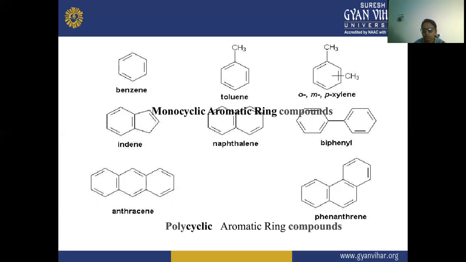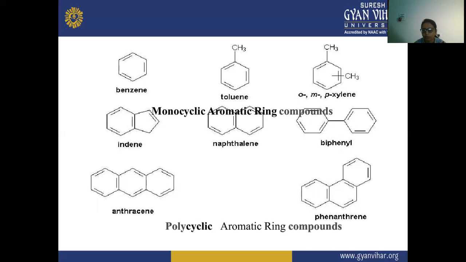Next is your phenanthrene. In the structural difference you can see between anthracene and phenanthrene, both contain three rings. So they are the polycyclic aromatic ring compounds because they contain more than one aromatic ring, and in the monocyclic they contain only one aromatic ring. That is why they are known as monocyclic aromatic ring compounds.